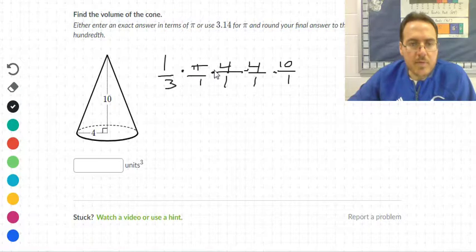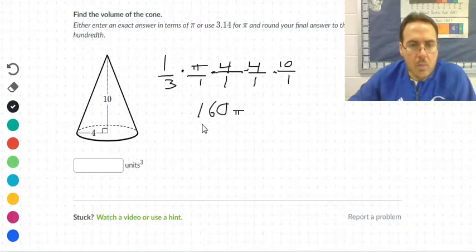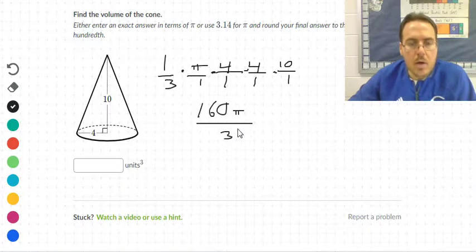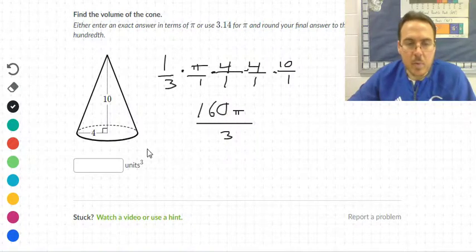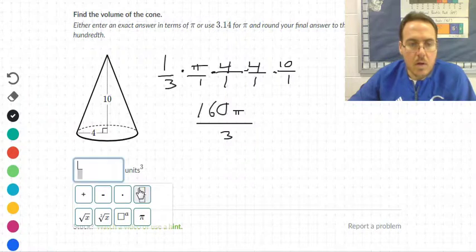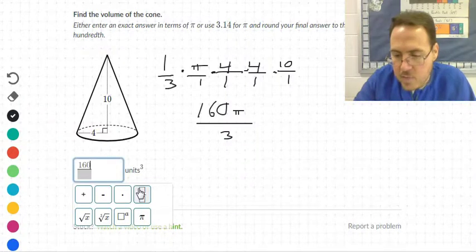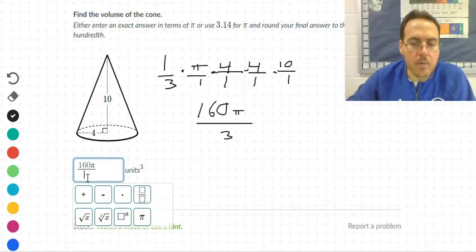Well, 1 times 5 times 4 times 4 times 10, that'd be 160 pi, so that's 160 pi over 3 times 1 is 3. That is not divisible. 1 plus 6 is 7, plus 0 is 7. 7 is not divisible by 3, so 160 is not divisible by 3, so I'm just going to leave it. It is 160 pi over 3.